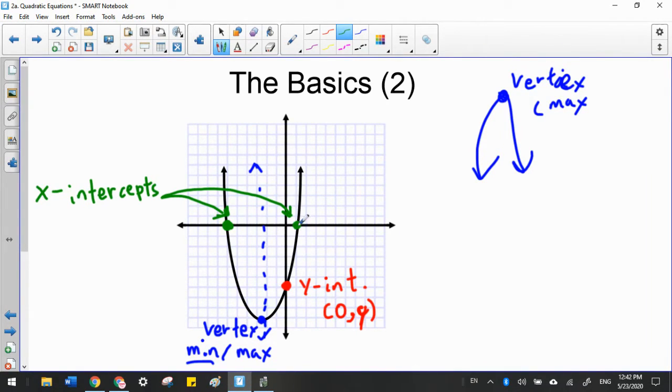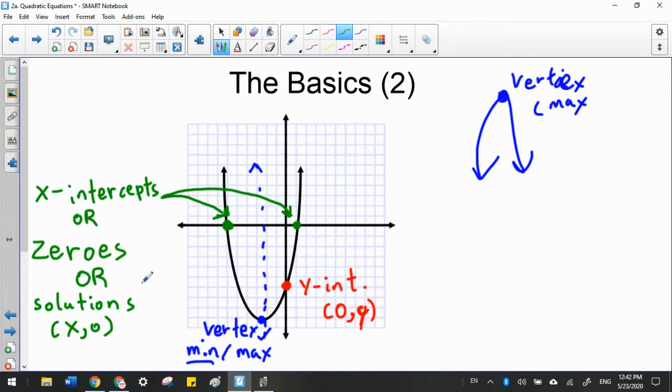because it's where it intersects with the x-axis, but also it carries the nicknames of zeros because these are the x values where when you plug it into the equation, the y value becomes 0. So these are also called zeros, or in terms of quadratics, they're also called solutions. Because if you just plug in the x value and then 0 into the equation based on these points, then you'll have a solution for the quadratic equation.